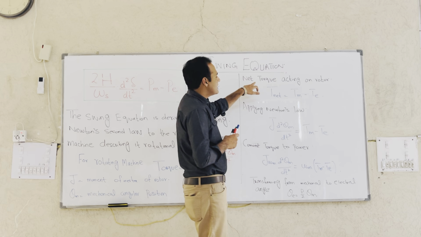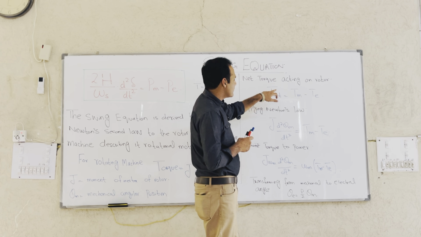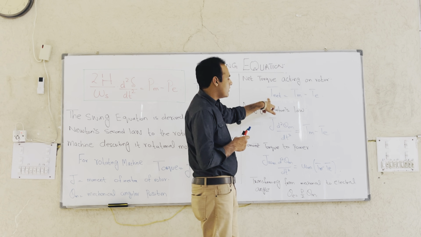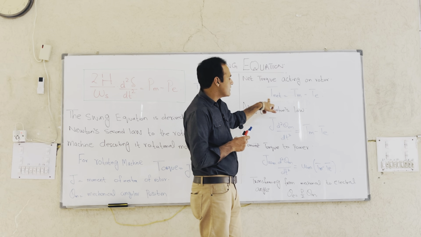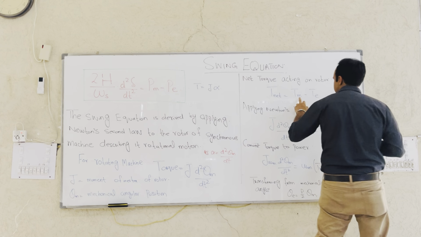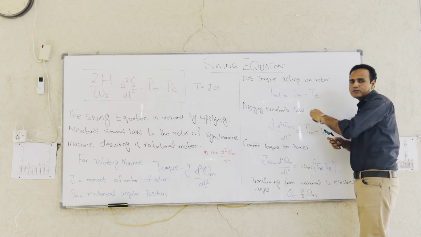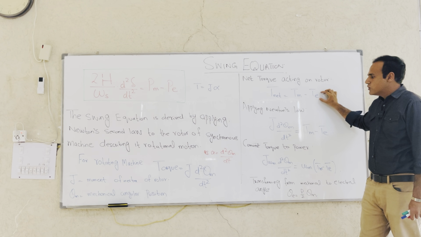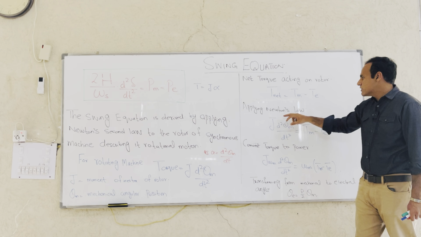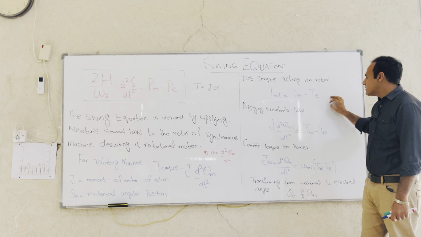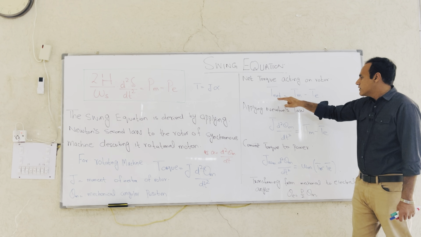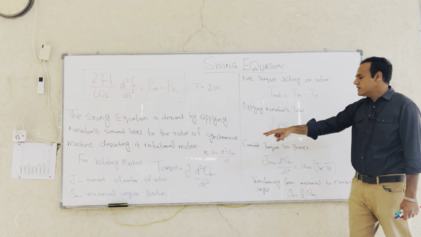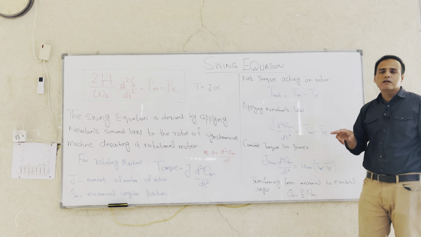Now what will be the net torque on a rotor? The net torque of the rotor of any synchronous machine is T net equal to Tm minus Te, where Tm is the mechanical torque of the machine and Te is the electrical torque of the machine. Now we will apply Newton's law here, which represents T is equal to J times d square theta m by dt square.